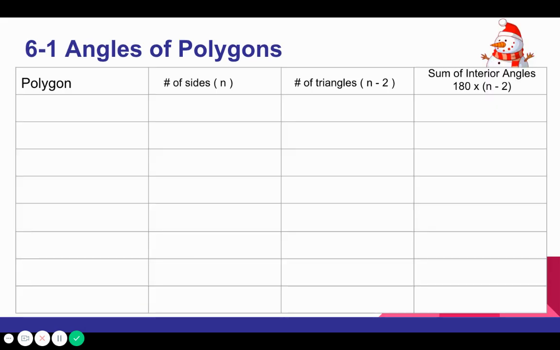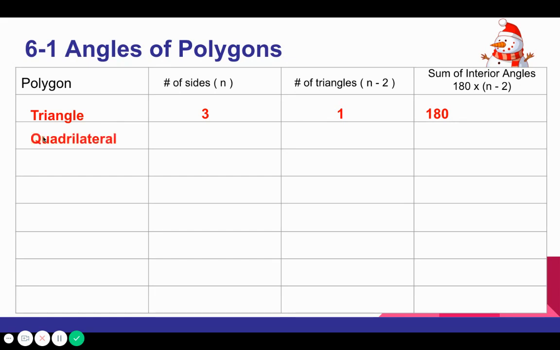All right, so let's look at some of the polygons. We're going to give them names, how many sides, and then look at the sum of their interior angles. We'll start with the triangle, which has 3 sides. If we draw diagonals here, we still just have one triangle. The sum of the interior angles is n minus 2, so 3 minus 2, that's 1, times 180, which gives a total of 180. And we know that is the sum of the interior angles in a triangle.